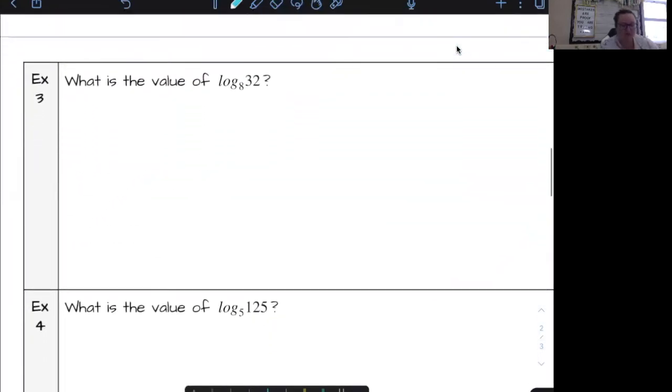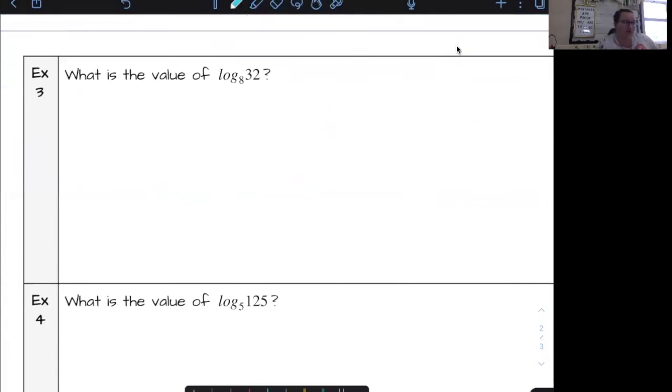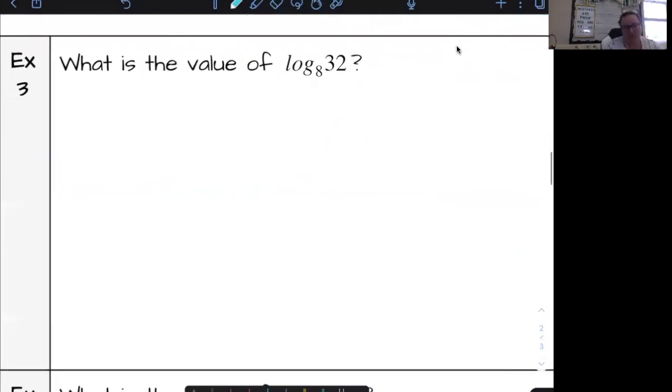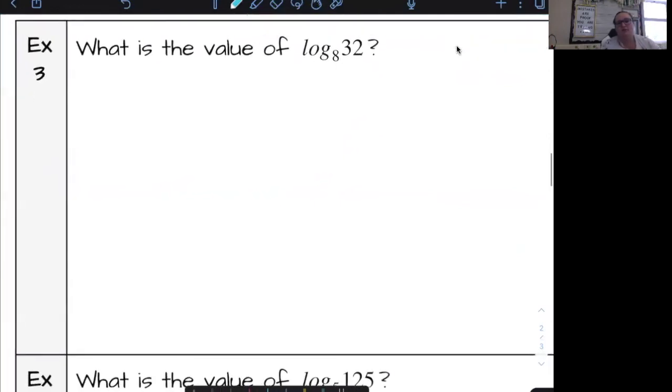Now let's learn how to evaluate a log, or find the value of a log. So log base 8 of 32. If we have the log base 8 of 32, how do I find out what that's equal to? So what is log base 8 of 32 equal to? We're just going to say it's equal to x.